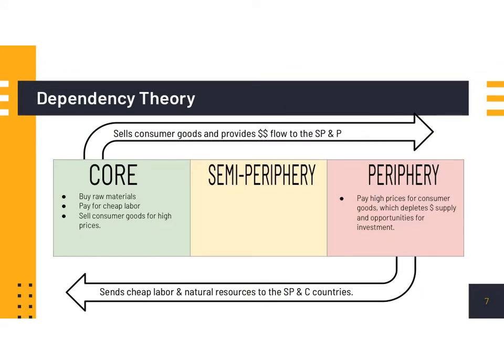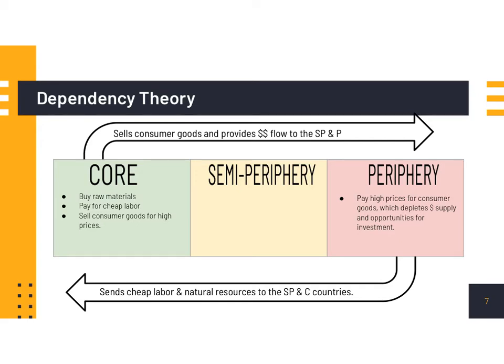So this is a little model that explains how the core and the periphery are connected. And so the core buys raw materials from the periphery. It pays for the cheap labor from the periphery. So when we set up a factory in a periphery country, we're paying that cheap labor. And then we sell consumer goods for high prices.